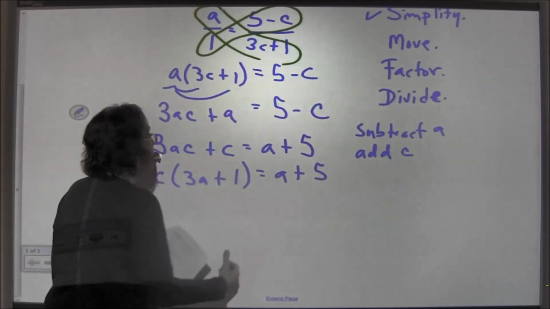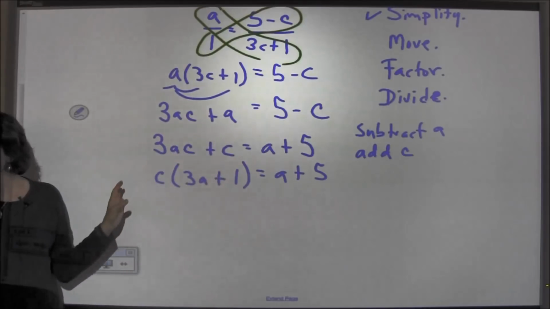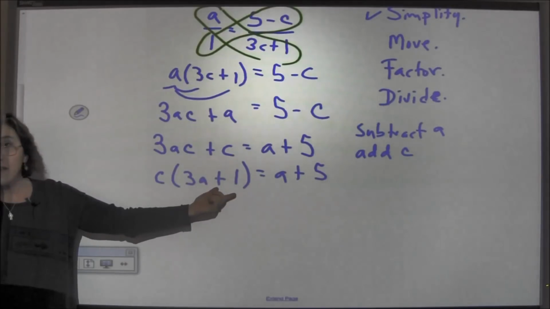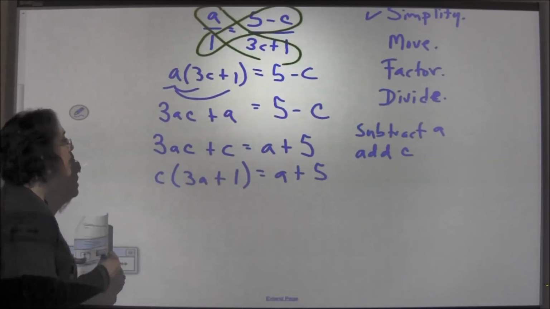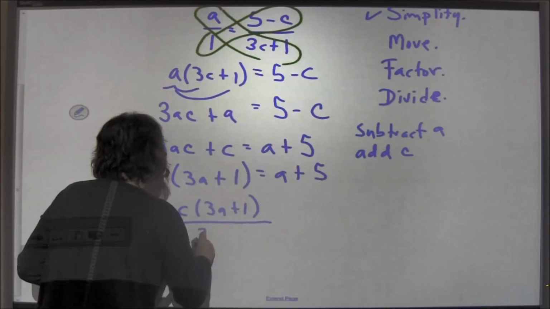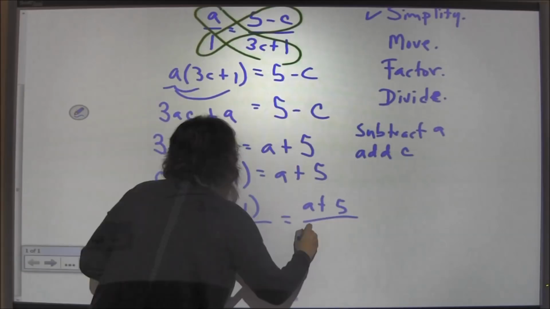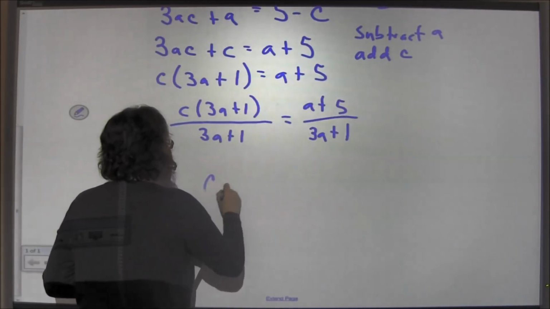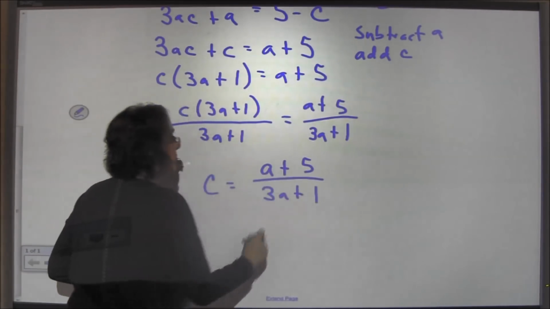And here's a place I see a lot of people make a mistake because they get 1 and 0 mixed up. They think if I pull c out, there's nothing left. But if you had nothing left, you could multiply it back. You wouldn't have a c here. So it's got to be a 1. And then we divide. So I'm taking both sides and dividing by 3a plus 1. And so I finally have that c is a plus 5 over 3a plus 1.